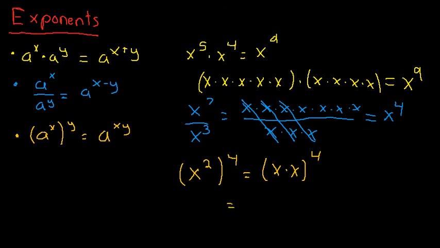When raised to the fourth power, this is x times x times x times x times x times x times x times x. I'm taking this and multiplying it by itself 4 times. So this gives us x to the eighth.